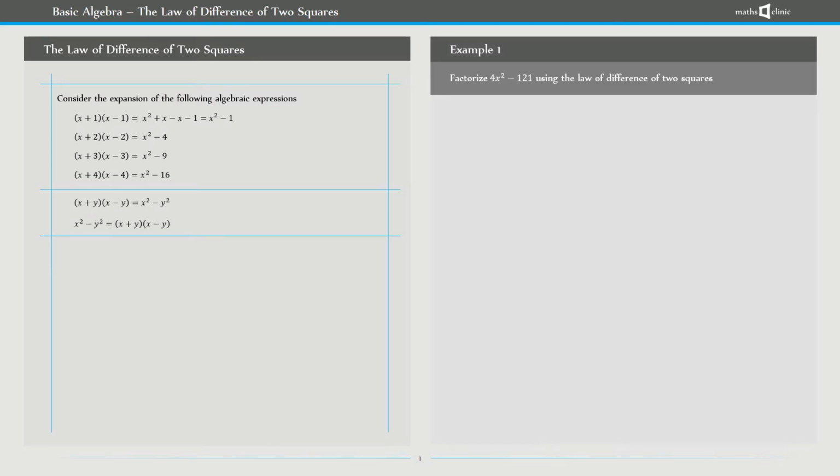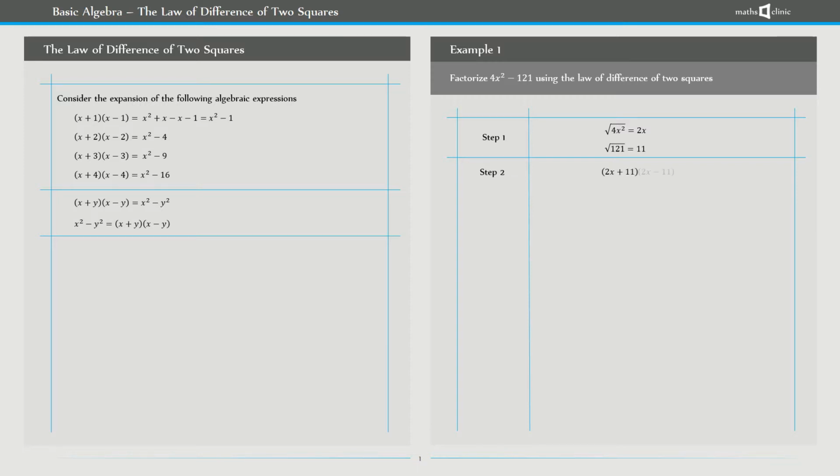So example 1 says factorize 4x squared minus 121 using the law of difference of two squares. The first thing we do is take the root of 4x squared, which gives us 2x, and then the root of 121, which gives you 11. Step 2, your answer is 2x plus 11 multiplying 2x minus 11, and that is it. It's actually very simple. There really isn't much to it.